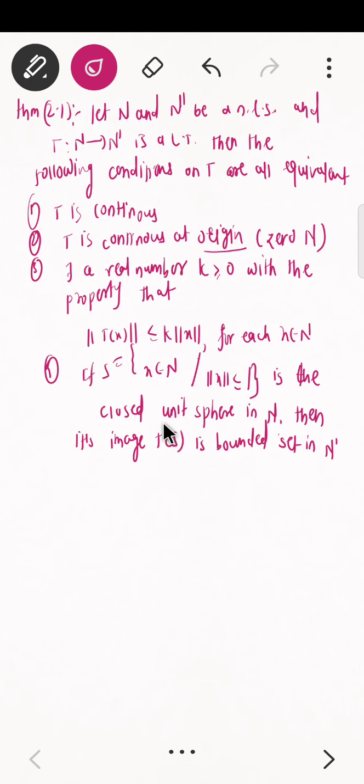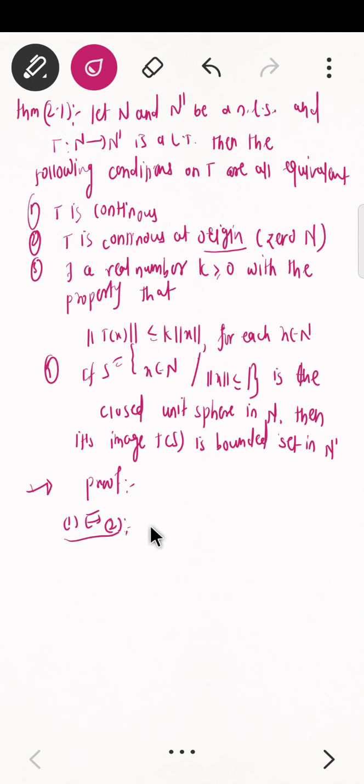So how are we going to show that these statements are equivalent? We are going to prove 1 is equivalent to 2, 2 is equivalent to 3, and 3 is equivalent to 4, which will be enough. So we are going to start with the proof. We will show that 1 is equivalent to 2.